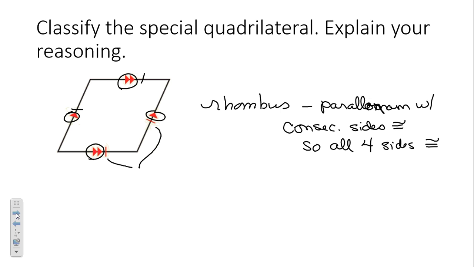So that's the kind of rationale I want to see on your homework and that I want to see on your quizzes and tests, okay, to get full credit for those. Okay? All right.